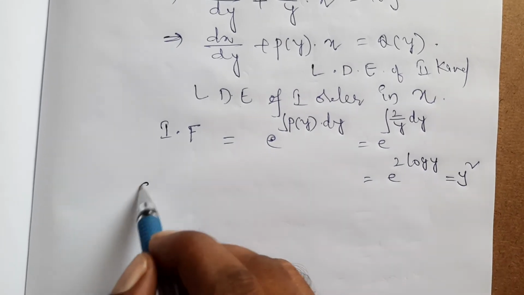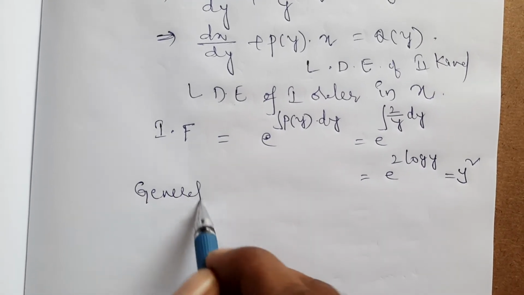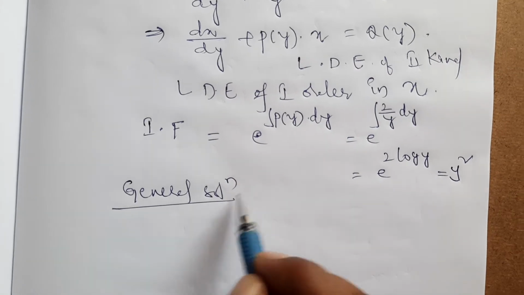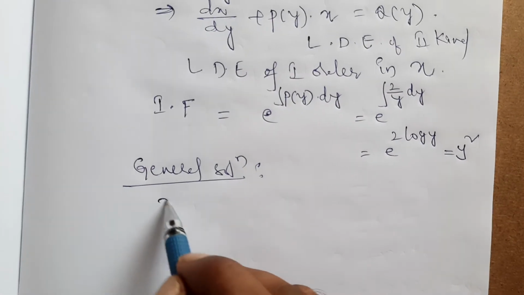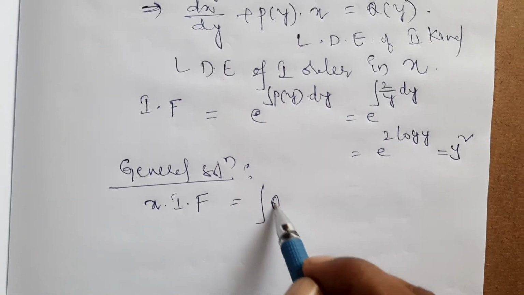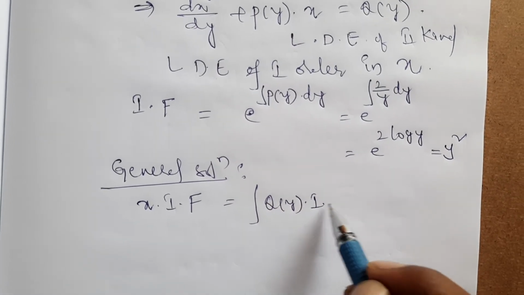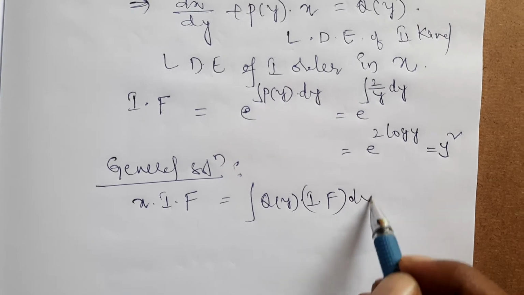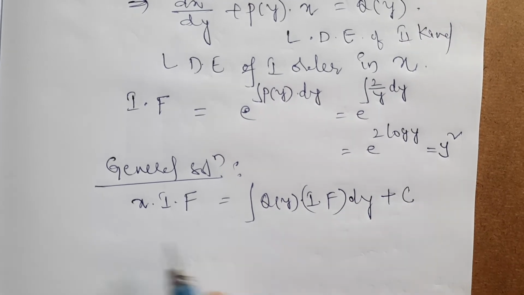After getting the integrating factor, we can write the general solution. What is the general solution formula? x into integrating factor is equal to integral q of y into integrating factor into dy plus integration constant c.